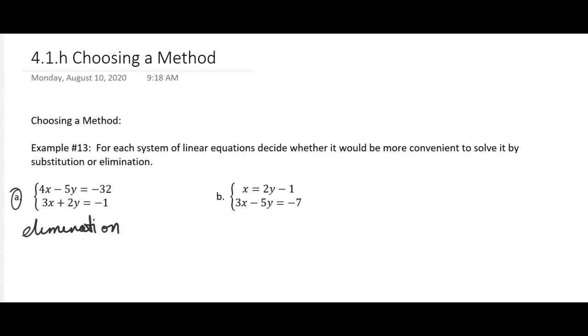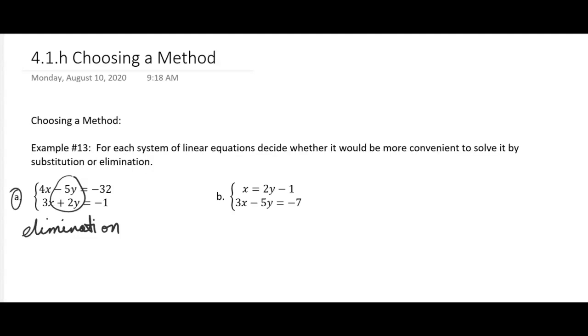I'll go a little bit further, this is going to be a short video, but I would go ahead and eliminate the y's because you've got one positive and one negative. So I'd probably multiply the top equation by 2 and the bottom equation by 5, and then I'd be off to the races, okay? But elimination would be the way to go.